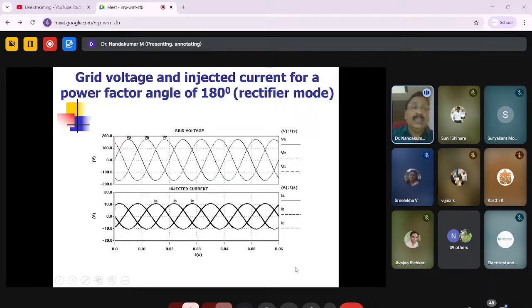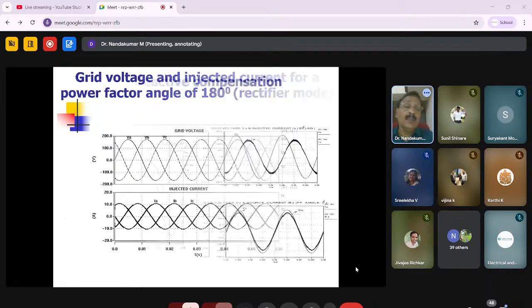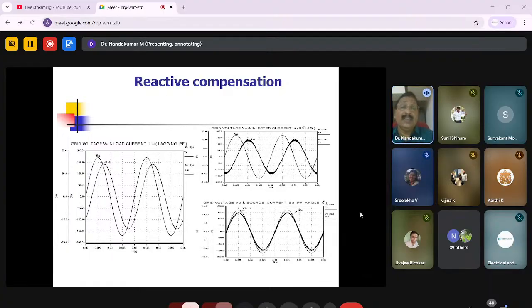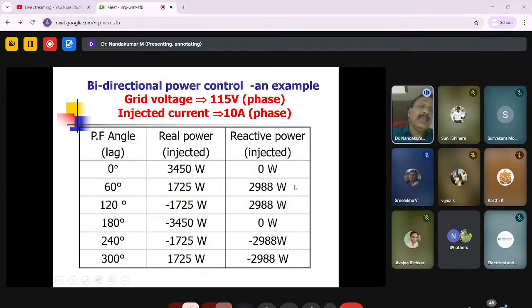In that case, the power flow is from the grid into the battery, or G2V, grid to the vehicle. In order to have power flow from the grid into the battery, we simply make the injected current 180 degrees out of phase with the grid voltage. That is the phase angle; the magnitude decides the magnitude of the real power transfer. We can also have reactive power compensation so that the power factor can be improved.